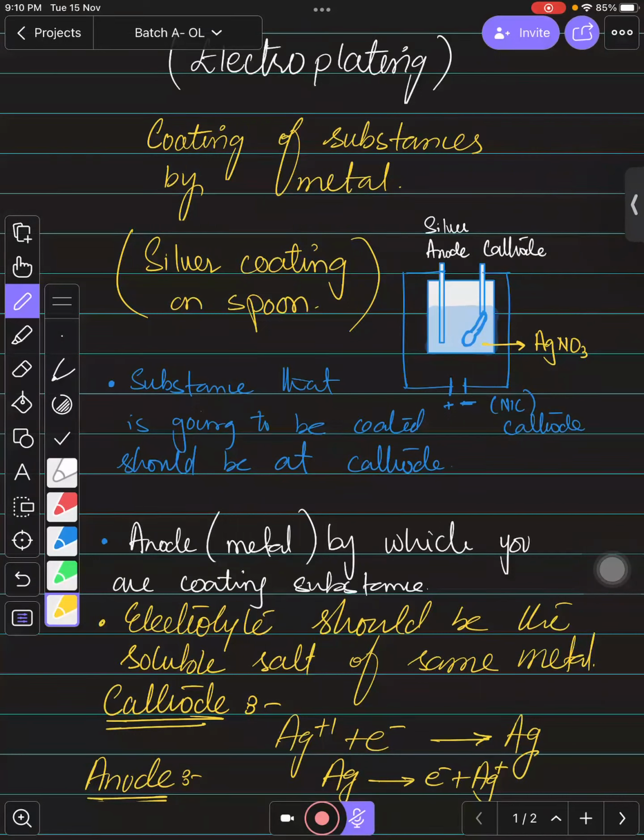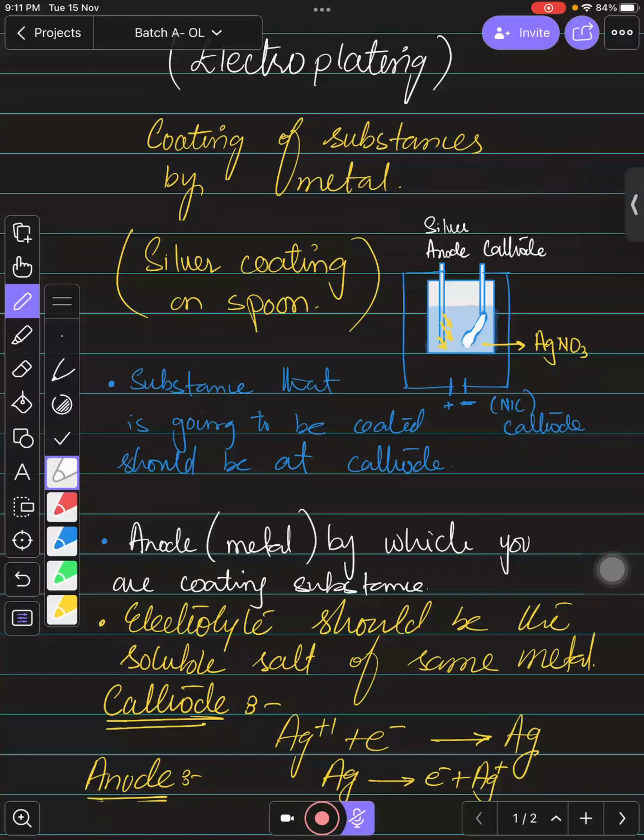So you can say, what will be the observation over here? Anode dissolves, right? Or the size of anode, you can say, is decreasing, and you will find depositing of silver on a spoon. So you will find silver deposition on cathode, right, बच्चों? Is it right, everyone of you? Yes, sir. Okay, so can you please frame one question for me?